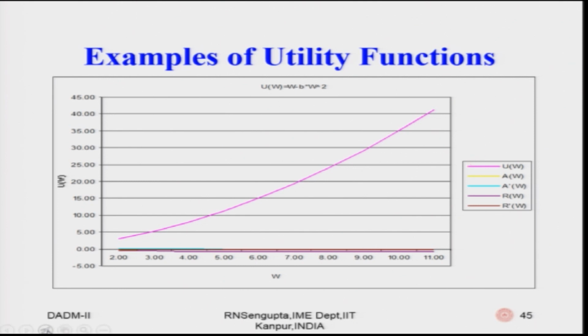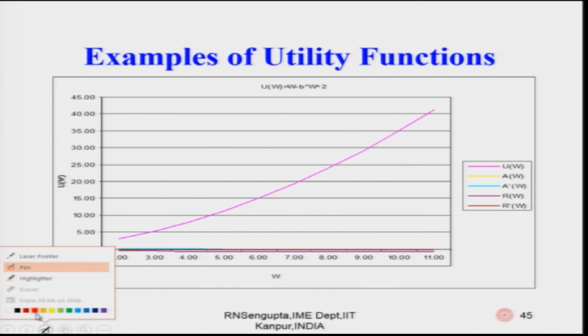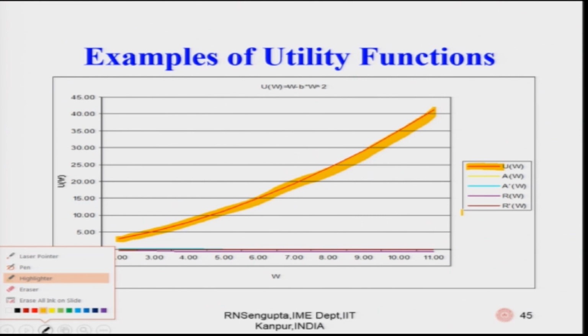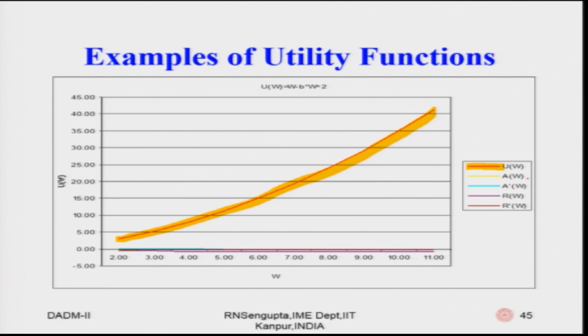Let me use the color pink if it is available. Let me use the highlighter, it will be best. The orange one. So, this is basically the value of U, which is this. This is a quadratic one, if you can see. Then similarly, in the next, the index or the coloring, I will just put a tick mark.